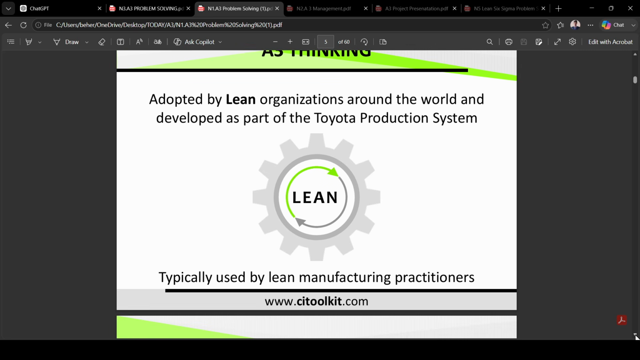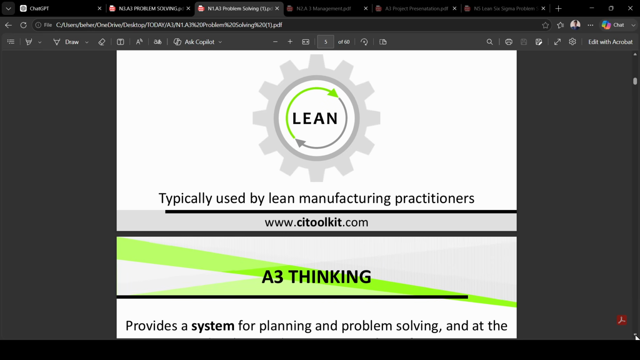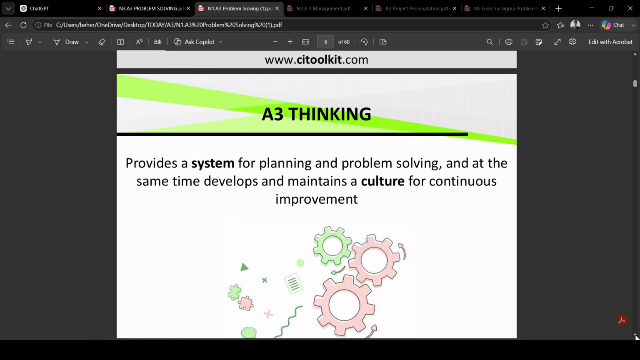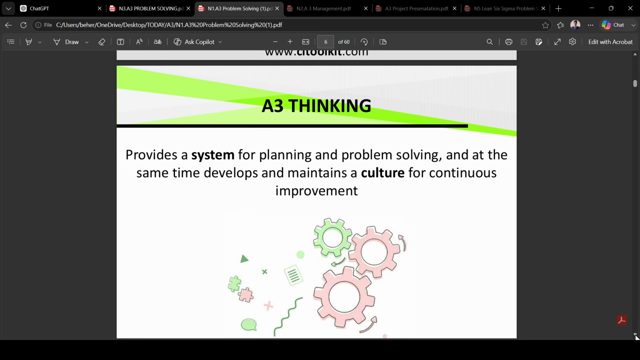A3 problem solving is adopted by lean organizations around the world and was developed as part of the Toyota Production System, typically associated with the lean manufacturing spectrum. It provides a system for planning and problem solving and at the same time develops and maintains a culture for continuous improvement.